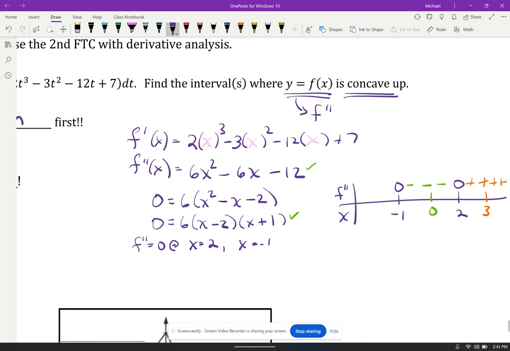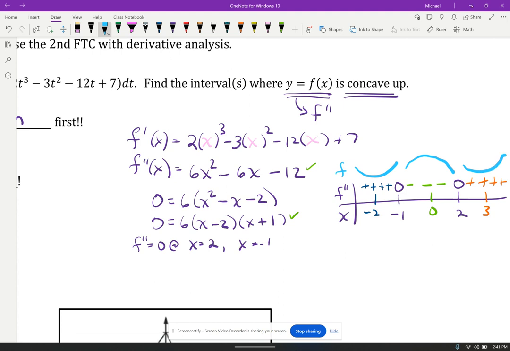And then I'll choose another point on this side, like negative 2. Negative 2 minus 2 is negative. Negative 2 plus 1 is negative. So that's negative times negative, which is positive, and that's also going to be positive. Why do we need that? Because now we know that the original function is concave up, and then concave down, and then concave up.